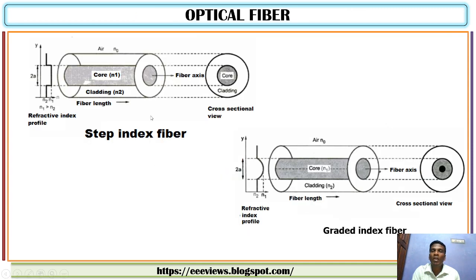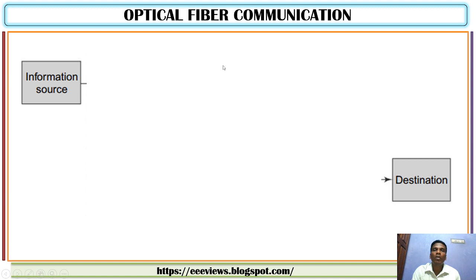This optical fiber cable is classified into two types, step index fiber and graded index fiber, based upon the refractive index. In step index fiber, the refractive index N1 is greater than N2, but in a graded index fiber, the refractive index reduces from the center.